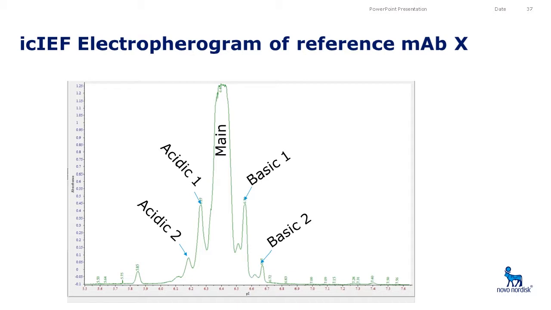Just to start up again, this is how an electropherogram looks of our reference antibody X. It's a little bit overloaded one. You see the main peak in the middle, and then you have the basic ones to the right, basic 1 and basic 2, and to the left, acidic 1 and acidic 2.